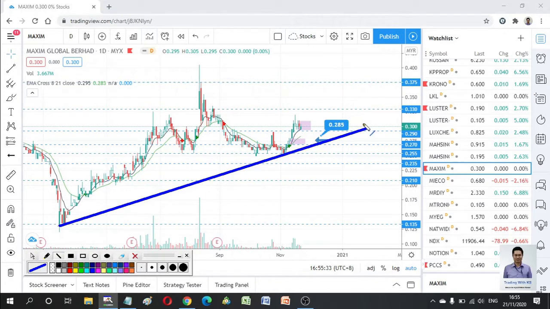So what we want to do is wait for a dip before you buy. If the price comes down here, it means a stop loss. The price has no more interest, bearish sentiment. As long as the price stays above this line and you see a bounce at this line, then there's a possibility to buy, around the 27 cent, 29 cent area.